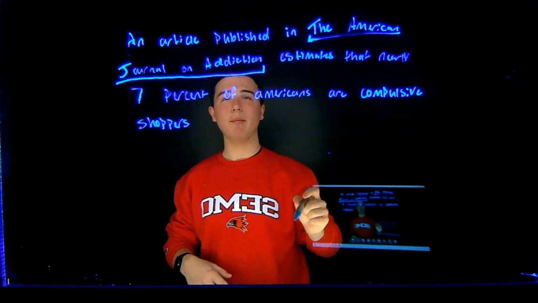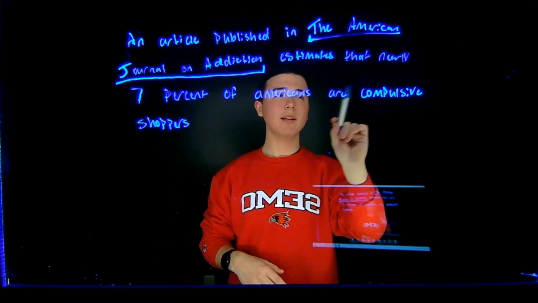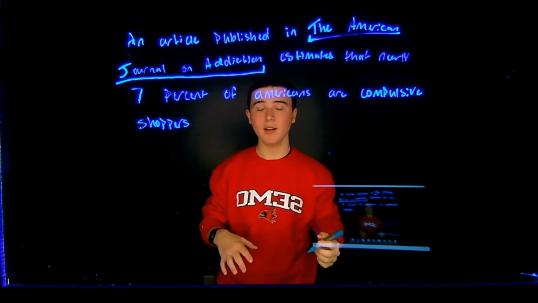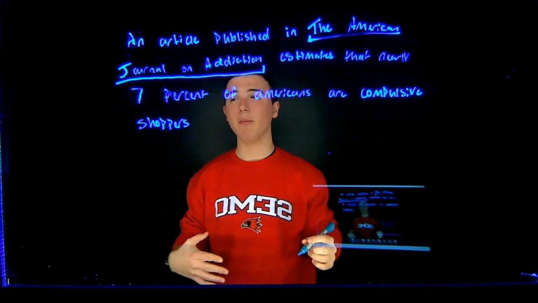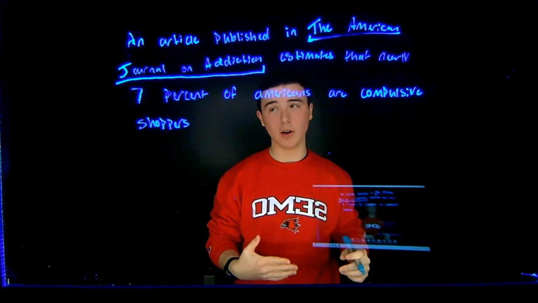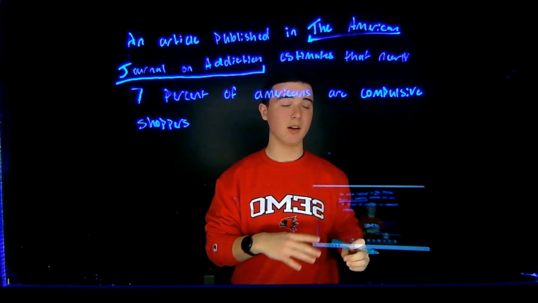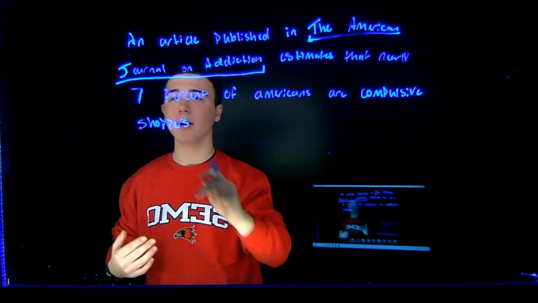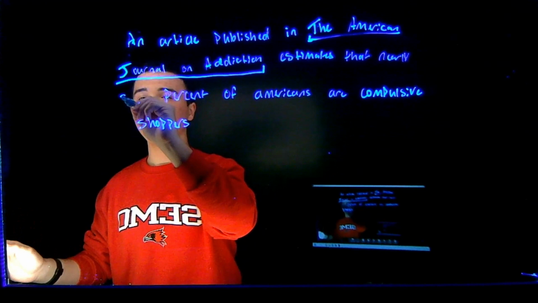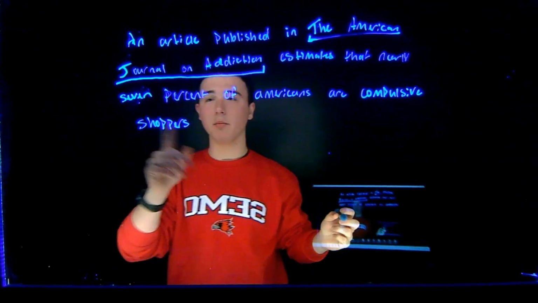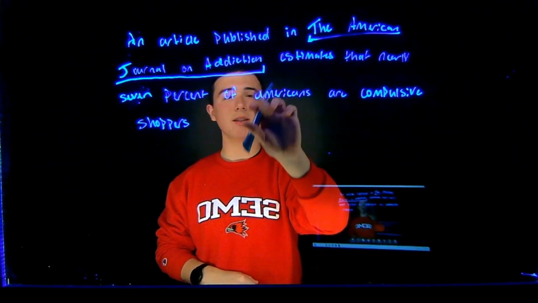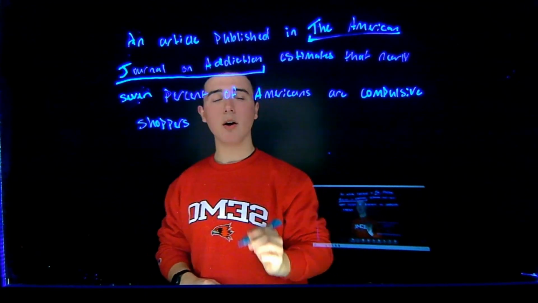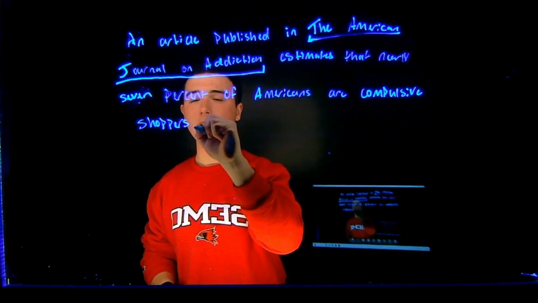And then as we move on, it estimates that nearly 7%. So for numbers typically under 20, we need to spell them out. But for numbers over 20, we need to put them in number form. So since this is 7 and it is under 20, we need to write it out. So seven percent of Americans, so Americans needs to be capitalized, are compulsive shoppers. And then we always end our sentences with a period.